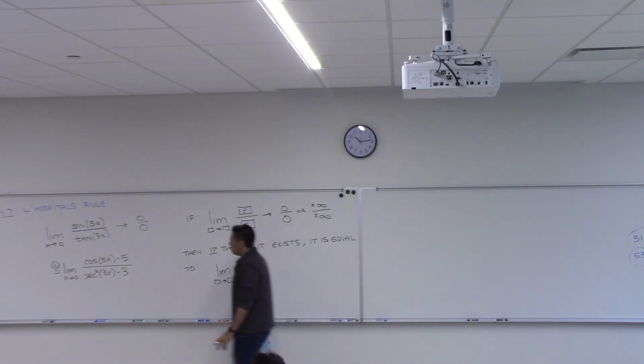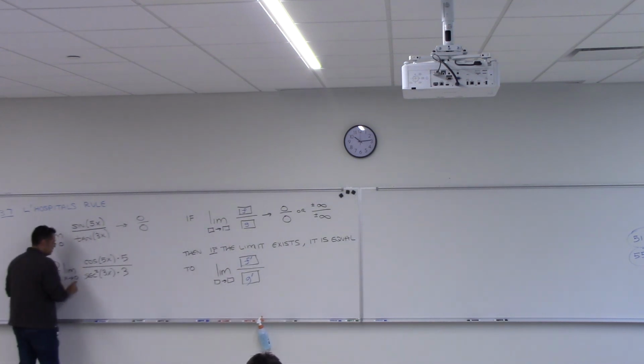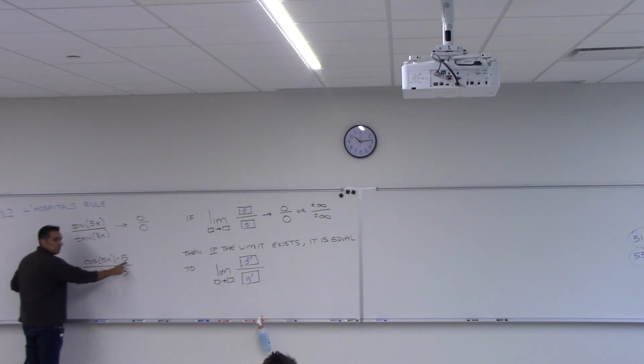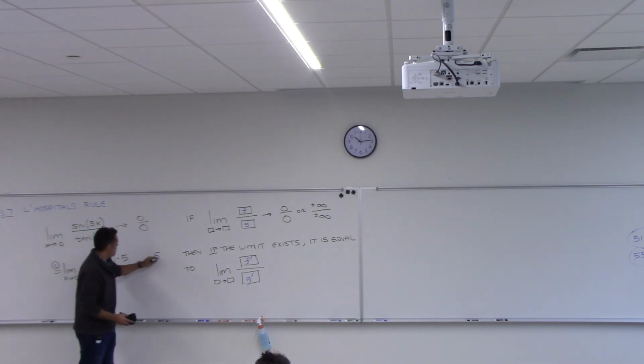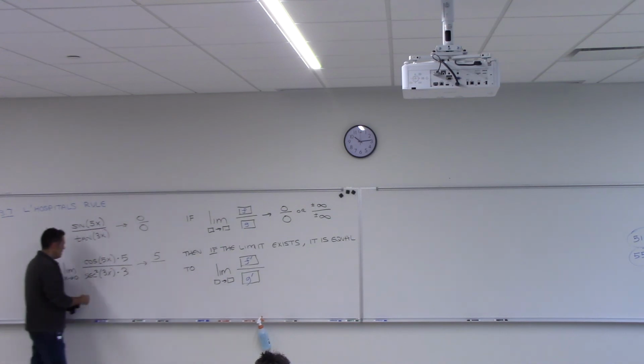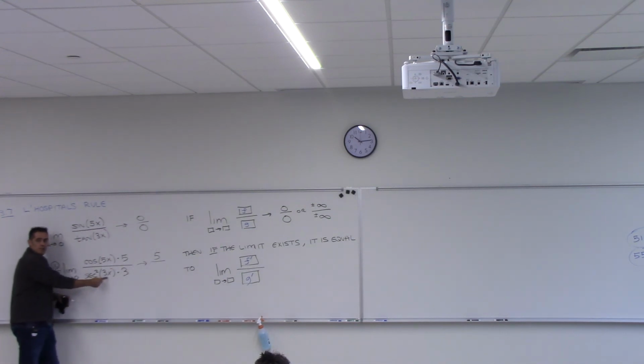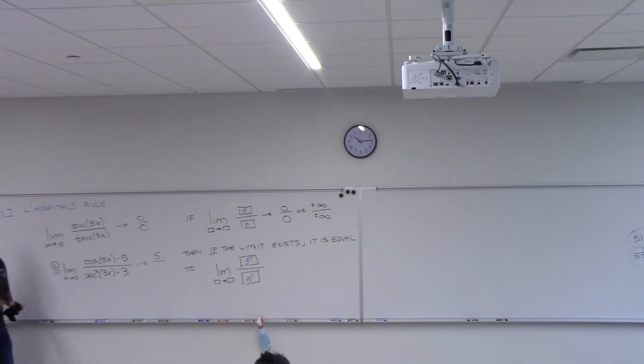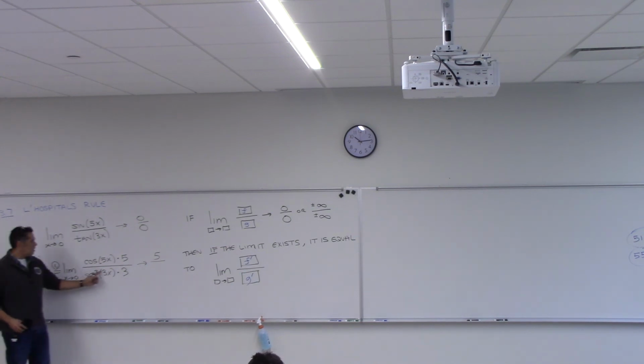So if I try this, x goes to 0, cosine of 5 times 0 is cosine of 0, which is 1, and then 1 times 5 is 5, so my top is headed to 5. And then the bottom, secant of 0 is the same as 1 over cosine of 0, but cosine of 0 is 1. So 1 over 1 is 1. So this is all 1 squared, which is 1, times 3.